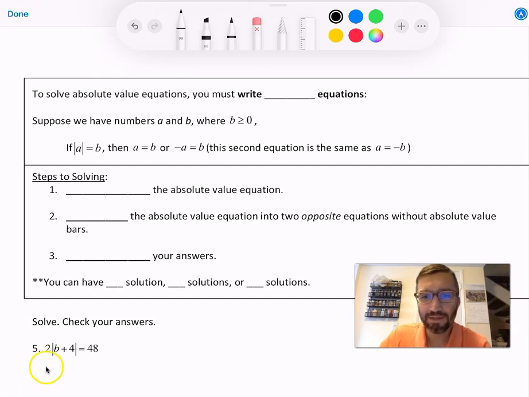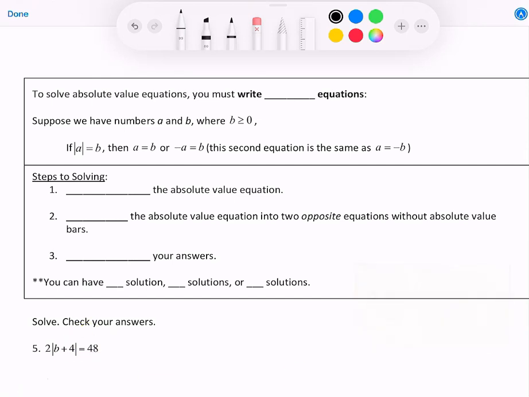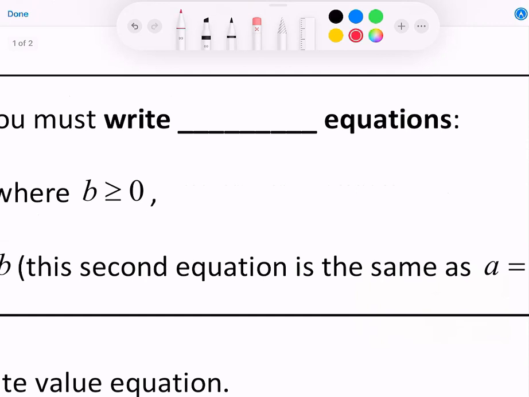All right, so let's get started. To solve absolute value equations, you must write two equations. I can't emphasize this enough, so I'm even going to highlight it. You must write two equations.